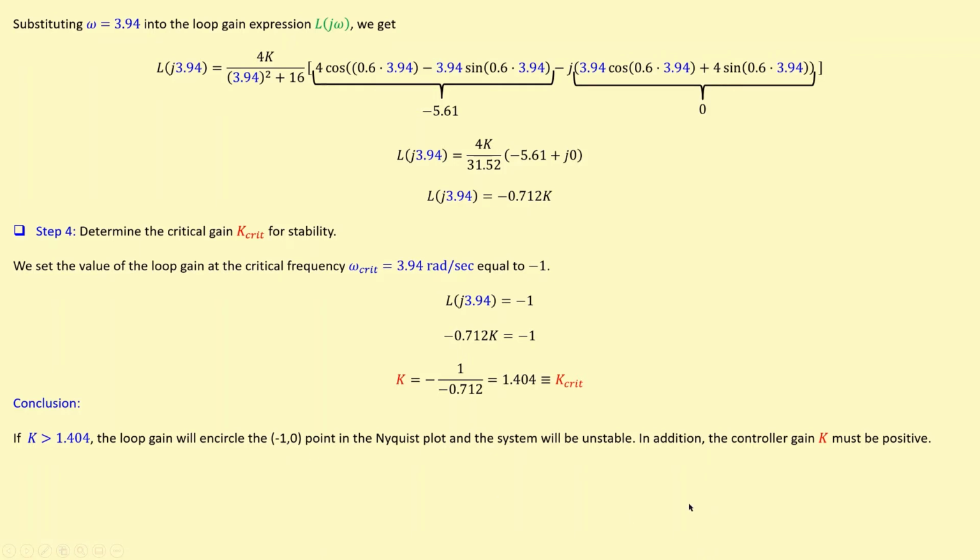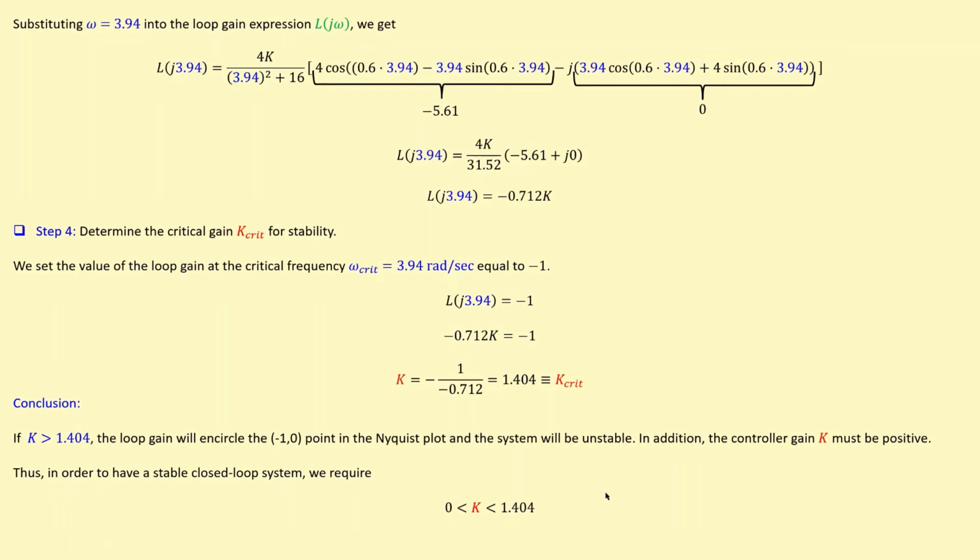Now, in addition, the controller gain also must be positive. That means if I make the k smaller than this number, 1.404, but larger than 0, that will make the system, in this case, stable. So in order to have a stable closed system, we require k must be larger than 0, but smaller than 1.404. Now this is for this exercise in the calculations.